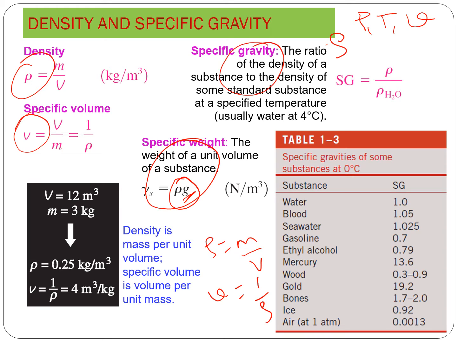And specific gravity: the density of water at 4 degrees centigrade is assumed to be 1000 kg per meter cube. So if the specific gravity is given, you can find density using this formula. Make sure you know the density of water at 4 degrees centigrade, which is assumed to be 1000 kg per meter cube.